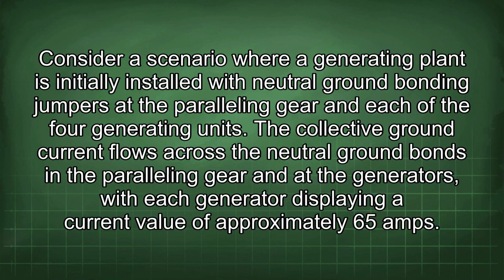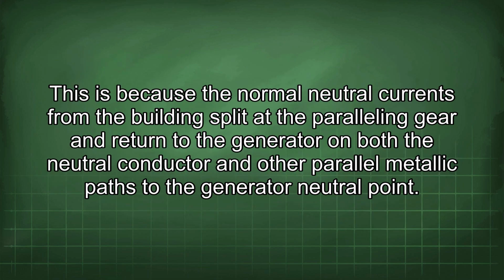The collective ground current flows across the neutral ground bonds in the paralleling gear and at the generators, with each generator displaying a current value of approximately 65 amps. This is because the normal neutral currents from the building split at the paralleling gear and return to the generator on both the neutral conductor and other parallel metallic paths to the generator neutral point.